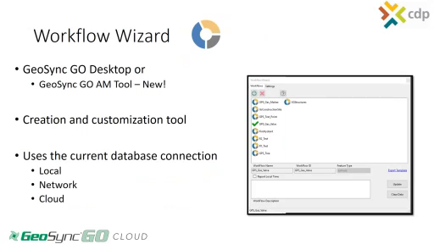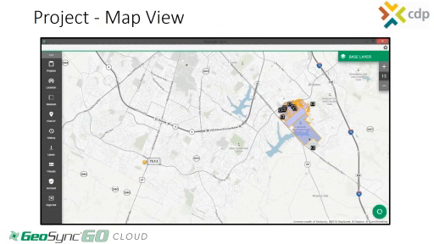From the desktop, the Workflow Wizard is going to use the current database connection, so it's important that your database is connected to the cloud data connection in order to get the best use with GeoSync GO Plus. Once we get the layers in place, we'll be able to see those on our map. We have a GeoSync GO Plus project view. Our goal is to add that workflow layer to our project for use in the field or office.